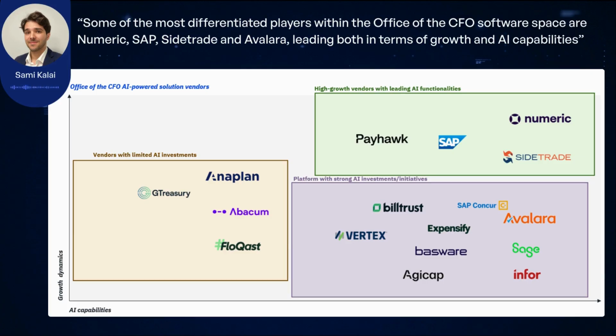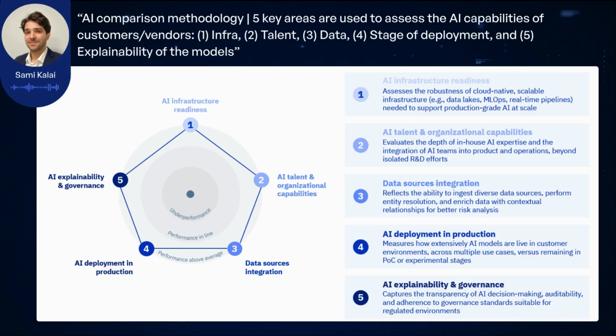So to actually assess that, we have 5 variables. The infrastructure readiness, which analyzes the ability to apply AI and ML algorithms at scale at the company. The talent, so actual FTEs and AI engineers. The data sources integration, the deployment in production, so the actual AI use cases deployed in the software, and finally the explainability and governance, so the ability to explain how your AI models work and not just simply offer black box models to your clients without explaining how they work.